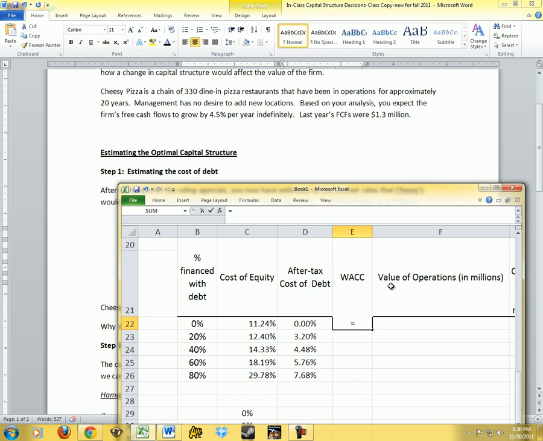So that's going to be equal to our weight of debt, so that's the percentage financed with debt, multiplied by our after-tax cost of debt, plus the weight of equity in the capital structure is going to be 1 minus the percentage financed with debt, multiplied by the cost of equity.